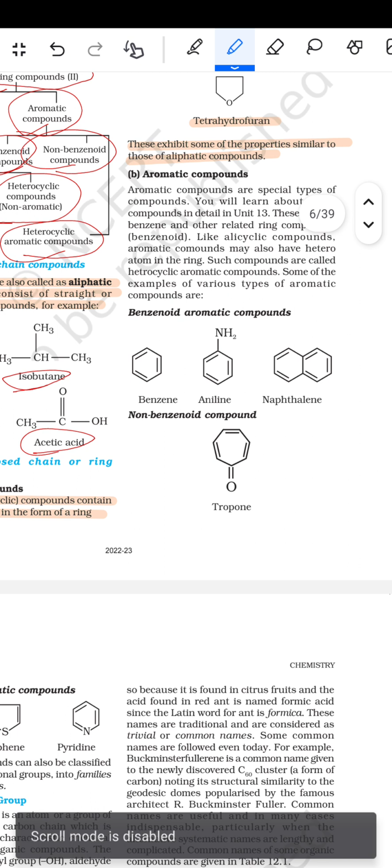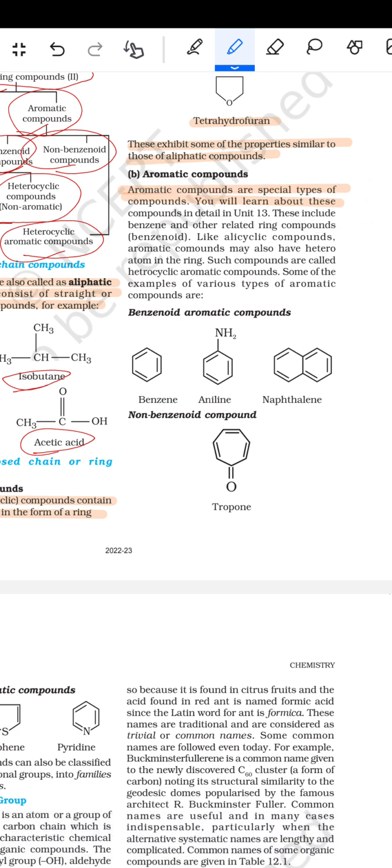Aromatic compounds. Aromatic compounds are a special type of compounds. We will learn about these compounds in detail in unit 13. These include benzene and other related ring compounds, benzenoid. Like alicyclic compounds, aromatic compounds may also have a hetero atom in the ring. Such compounds are called heterocyclic aromatic compounds.